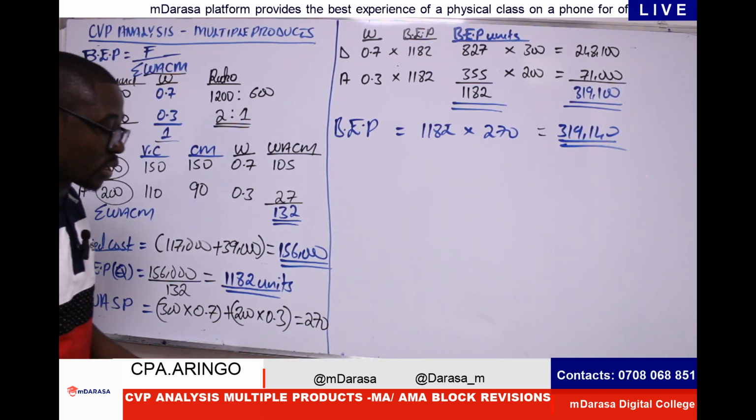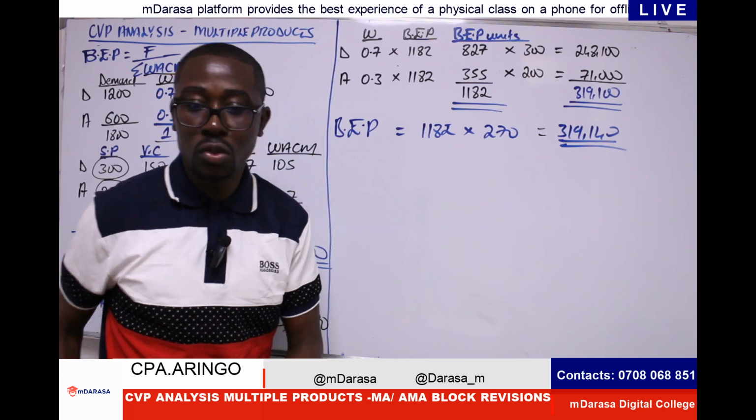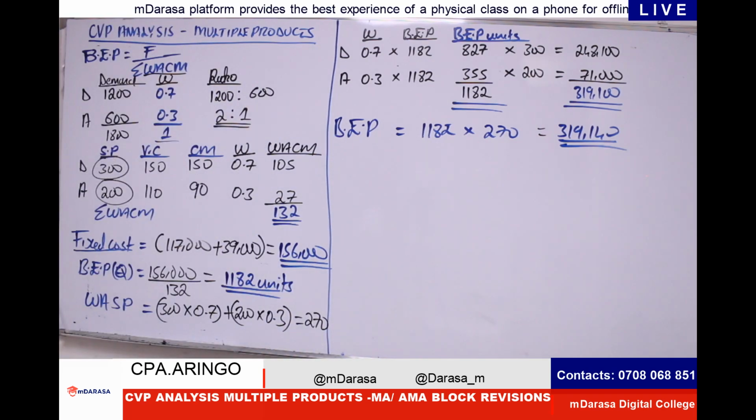See? So these are the two ways that you can always work out your break-even point in value and, of course, the break-even point in quantity.